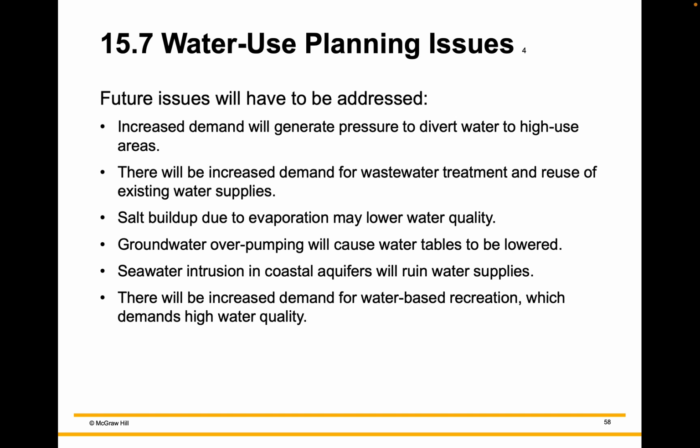But there will be other issues that have to be addressed in the future. Increased demand will generate pressure to divert water to high-use areas. There will be increased demand for wastewater treatment and reuse of existing water supplies. Salt buildup due to evaporation may lower water quality, and groundwater overpumping will cause water tables to be lowered. When water tables are lowered, that allows for an intrusion of seawater into coastal aquifers, and that could ruin underground water supplies there. There will be increased demand for water-based recreation, which also demands high water quality.